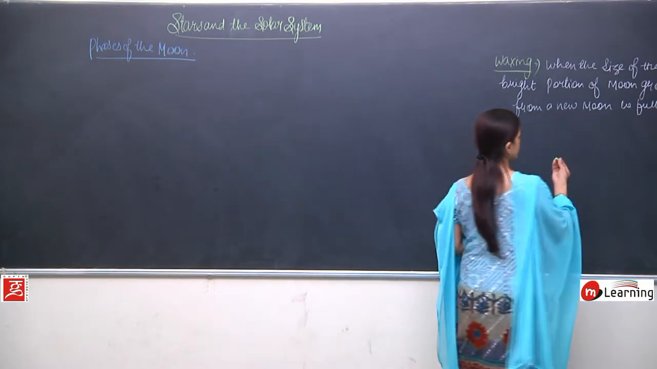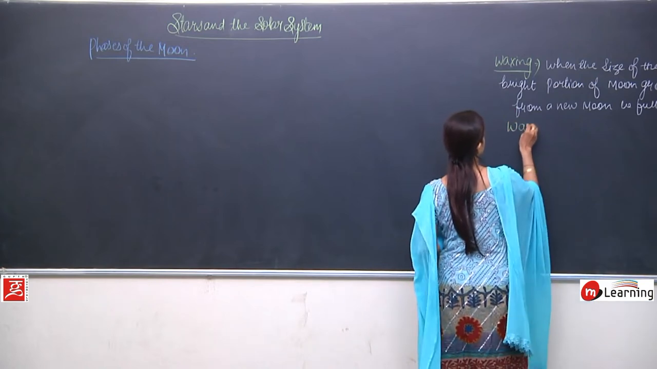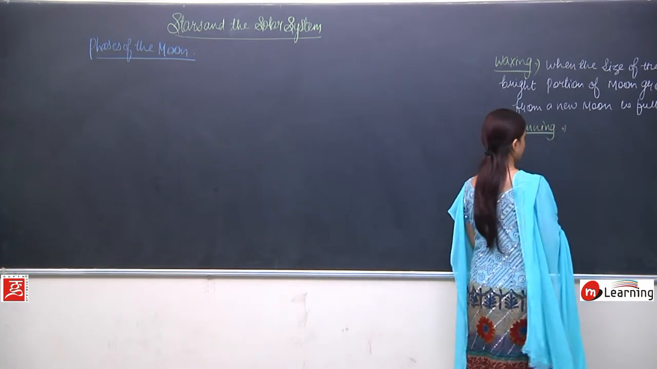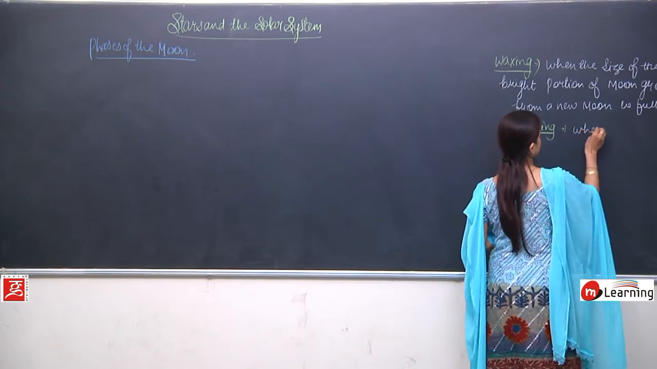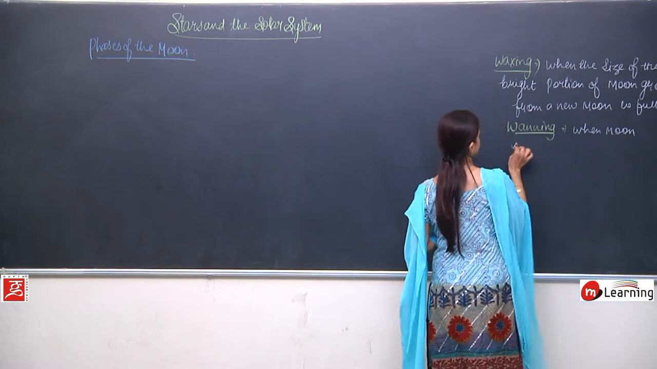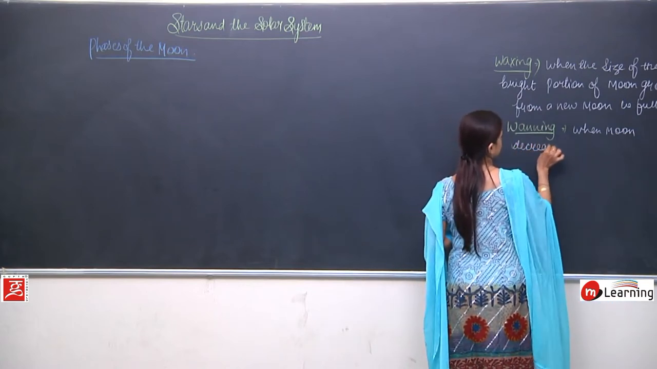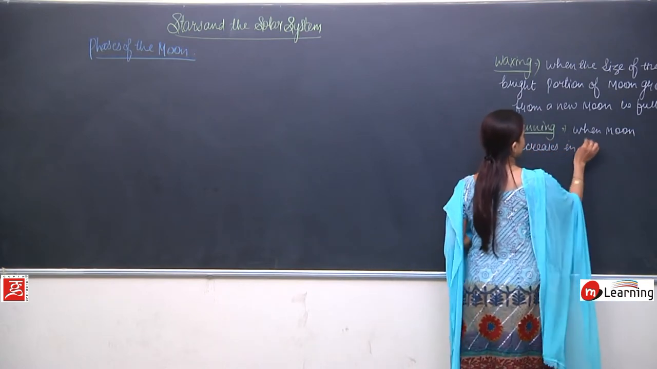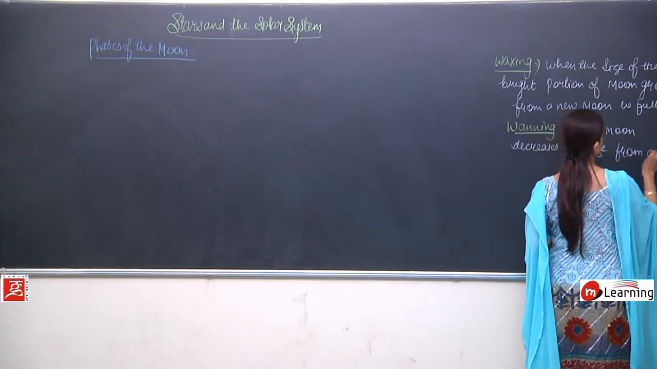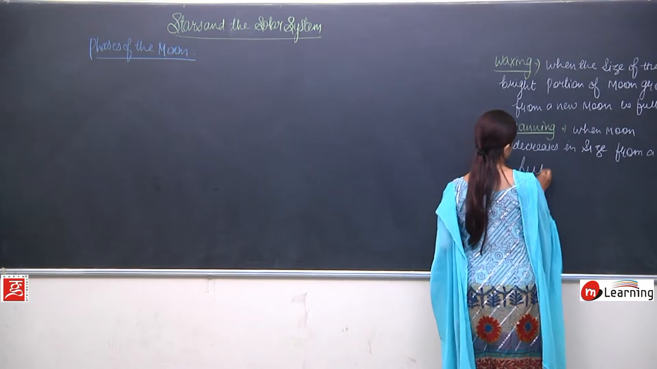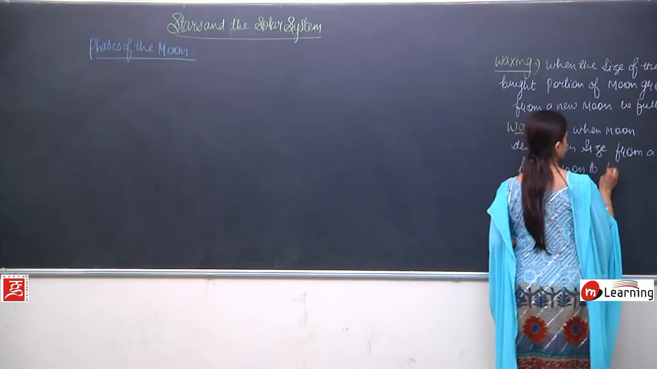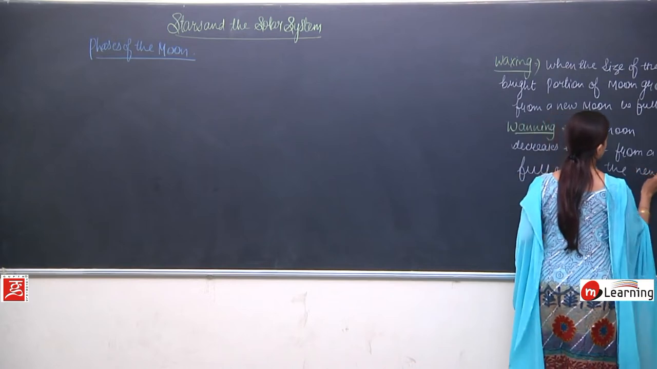Now we'll talk about waning. It's when the moon decreases in size from a full moon to the new moon.